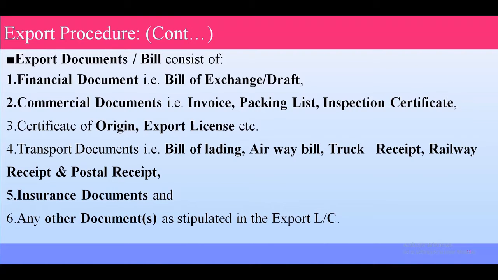Financial document i.e. bill of exchange or draft. 2. Commercial documents i.e. invoice, packing list, inspection certificate. 3. Certificate of origin, export license etc. 4. Transport documents i.e. bill of lading, airway bill, truck receipt, railway receipt and postal receipt. 5. Insurance documents and 6. Any other document, as stipulated in the export letter of credit.